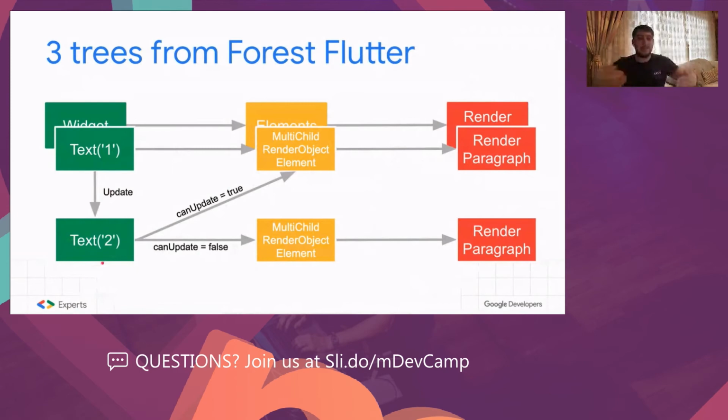So behind the scenes, there's a method called canUpdate, which means that it will go and check the current information from the widget itself, and it will check, okay, are they the same type?